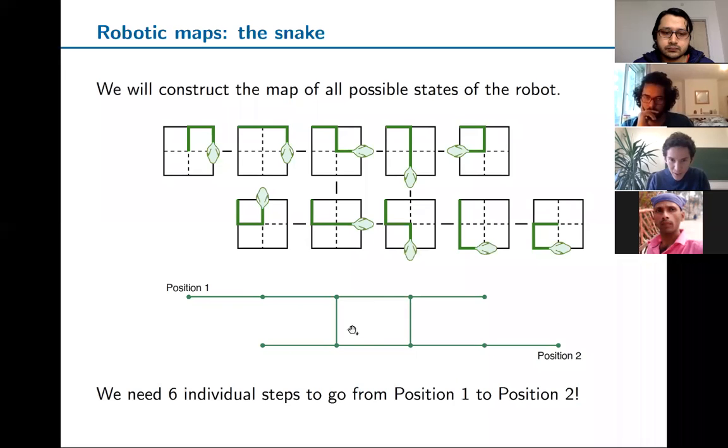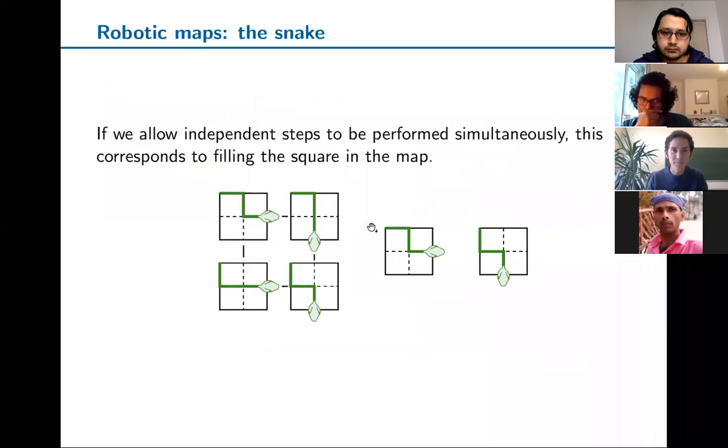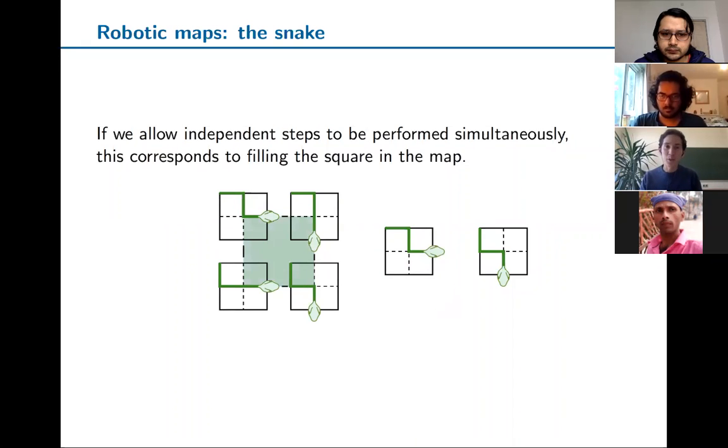But if you look at this little square here, this is kind of funny. So let me look at this closer. So here's this little square. And if you look there, you have 2 possibilities to go from one corner to the other. Either you move the head first, and then the body, or you move the body first, and then the head. But actually, you can do these 2 moves independently at the same time. So in the map, this corresponds to filling this square.